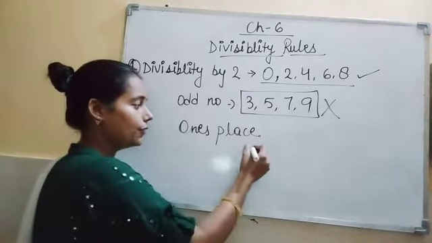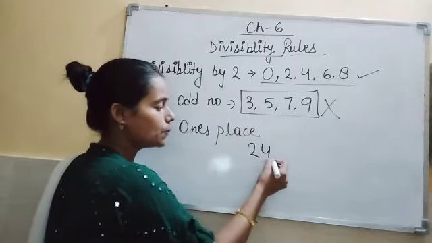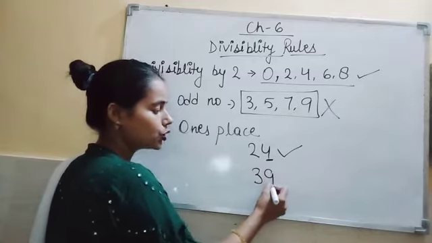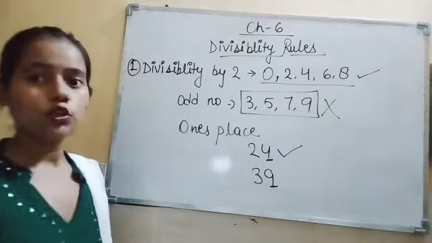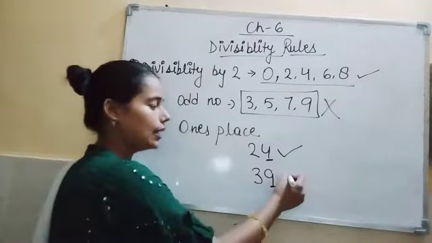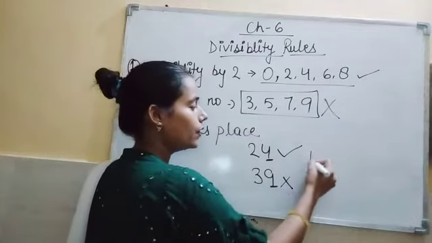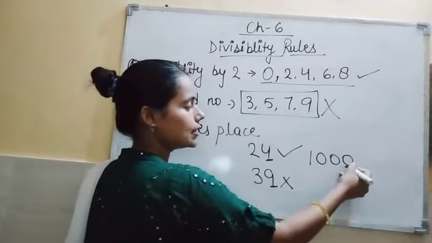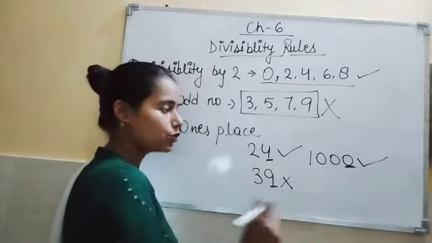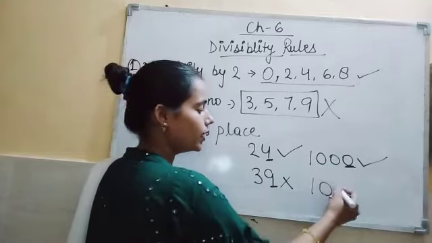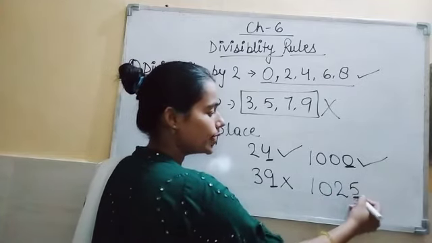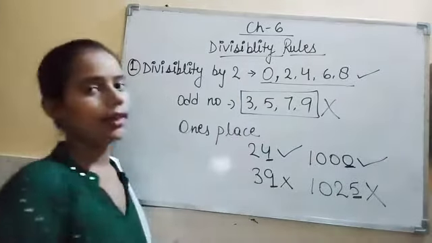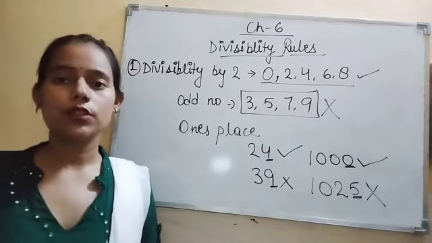So class, if we have 24, our ones place is 4, so it is divisible. If we have 39, our ones place is 9. So 9 is an odd number, so we can't divide it. Similarly, if we have 1000, the ones place is 0, so it is divisible by 2. And similarly class, if I have 1025, our ones place is 5, which is an odd number, so it is not completely divisible by 2.